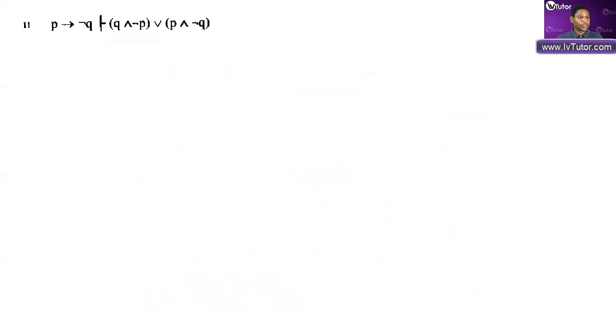Another one, we're going to have P implies Q. This particular case, and I want you to observe something. P implies not Q is a premise. Number 2, we want to prove this: Q and not P, or P and not Q.